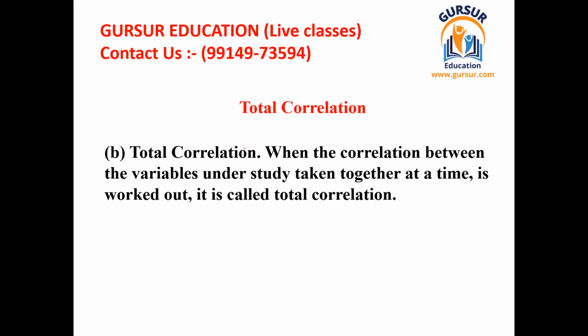Then this is total correlation. If we are going to find the correlation of each and every variable together, not making anything constant. If there are 10 variables, finding programmatically the correlation of all together. This is known as total correlation. When the correlation between the variables under study is taken together at a time, this is total correlation.